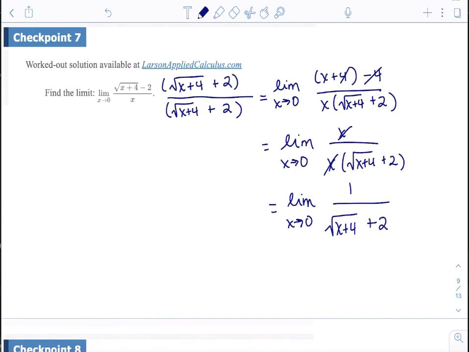One common mistake that I see students do on problems like these is when they simplify that x in the numerator and x in the denominator, they forget that the square root of x plus 4 plus 2 was actually in the denominator. You need to make sure that it stays in the denominator and you leave a 1 in the numerator. But now that we've gotten to this point, you can simply substitute in 0. That'll give you 1 over the square root of 4 plus 2, which is equal to 1/4.